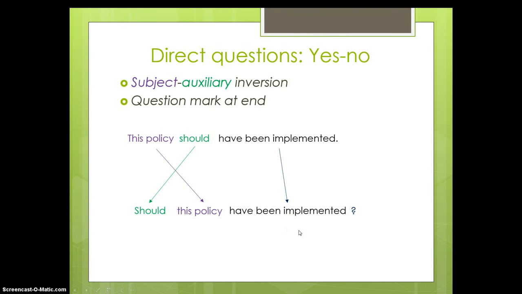Okay, now we're going to move on to WH questions using these same examples and just adapting them a little bit.